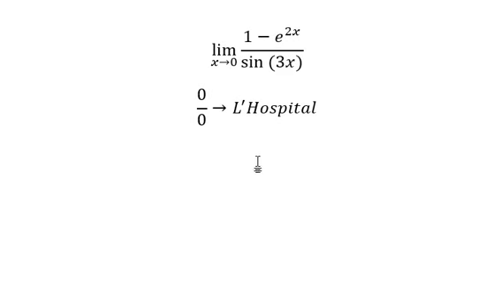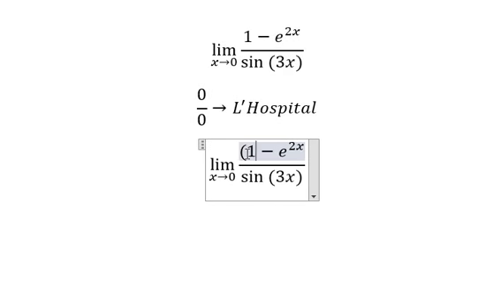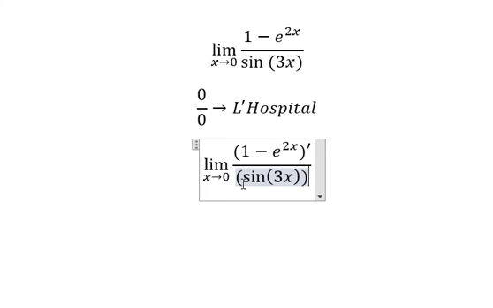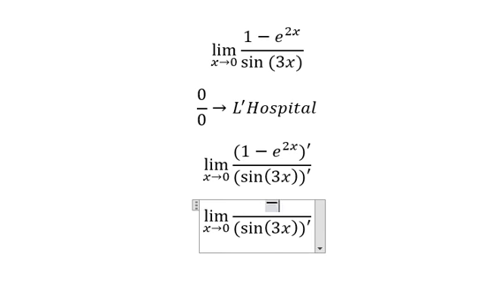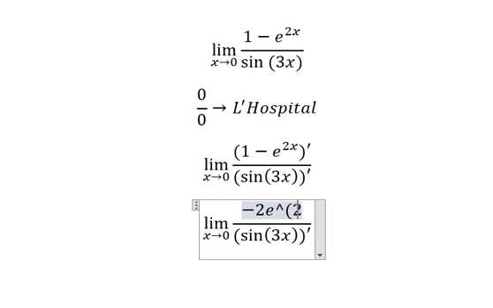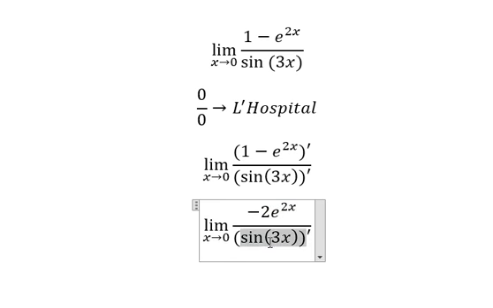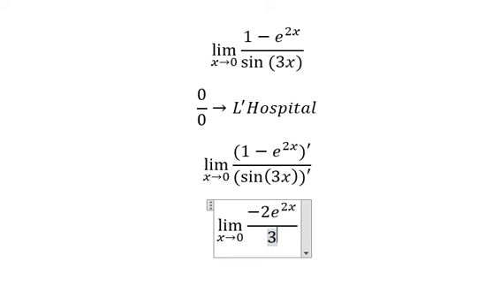That means we first need to take the derivative of the numerator and denominator. So this one, we have negative 2 e to the power of 2x. The derivative of this one, we have 3 cosine 3x. After that, we put number 0 in here and here, and now we have the final answer.